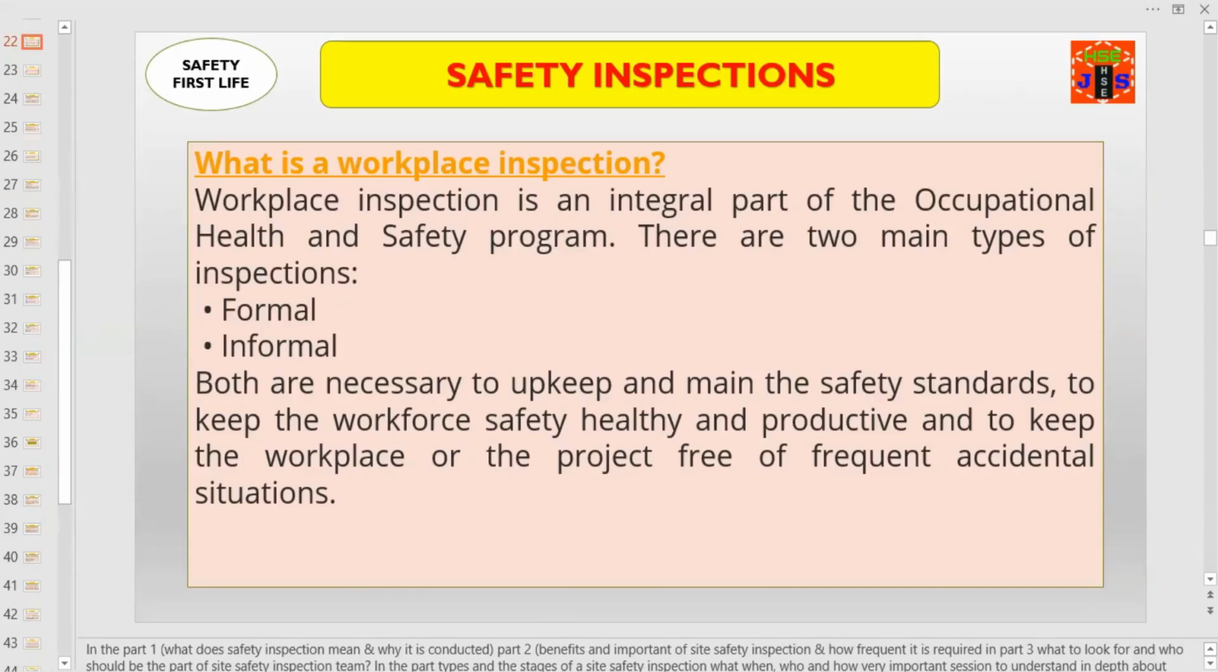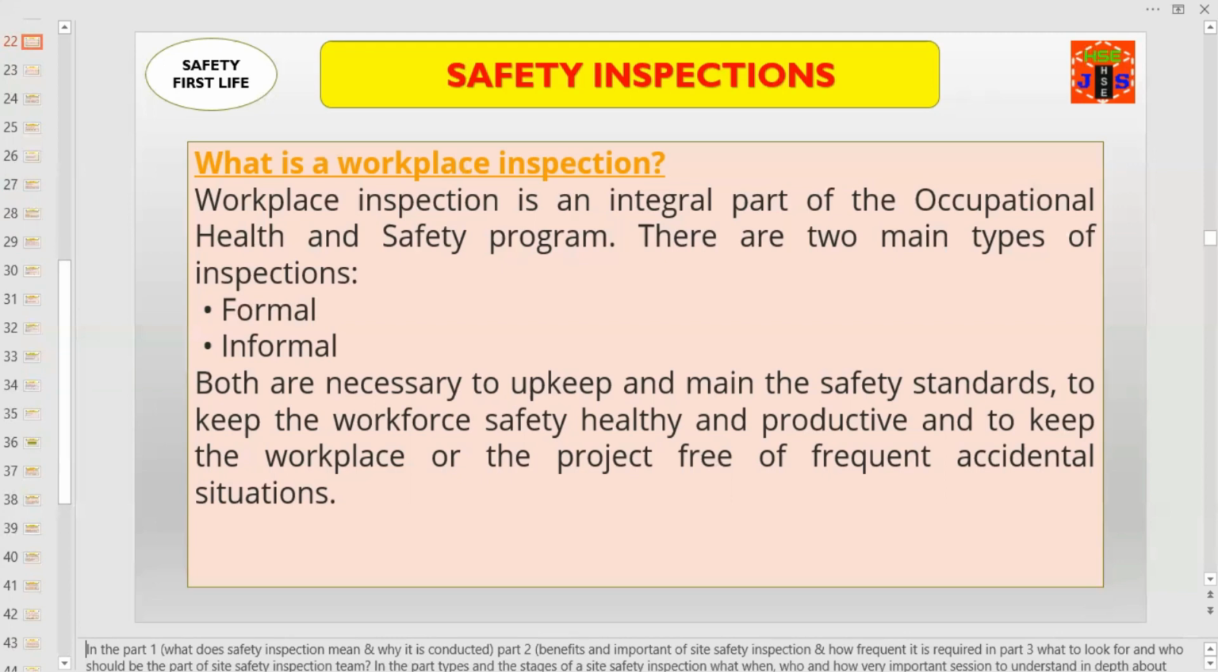Workplace inspection is an integral part of the occupational health and safety program. There are two main types of safety inspections. Number one, formal, and number two, informal. But remember, both are necessary to upkeep and maintain the safety standards to keep the workforce safe, healthy, and productive, and to keep the workplace or the project free of frequent accidental situations.